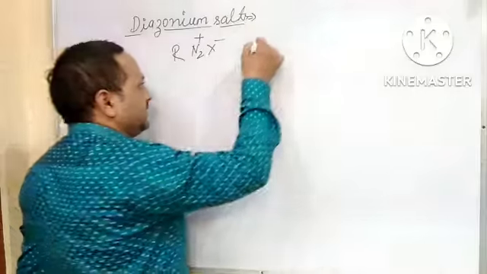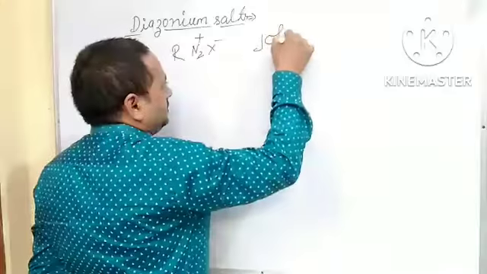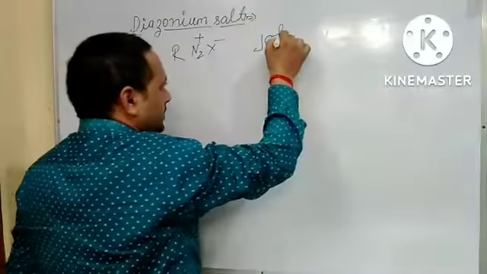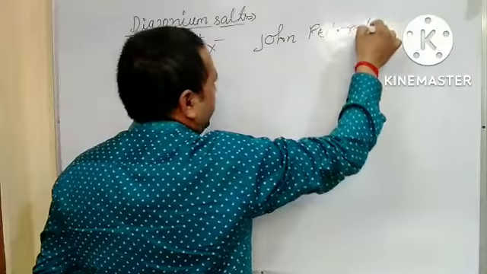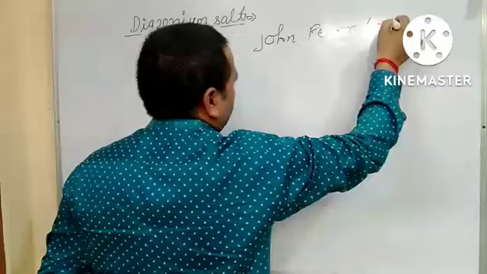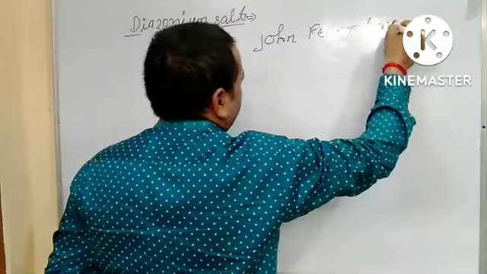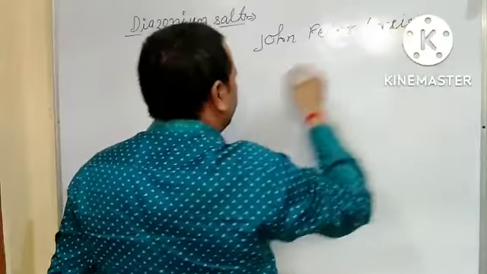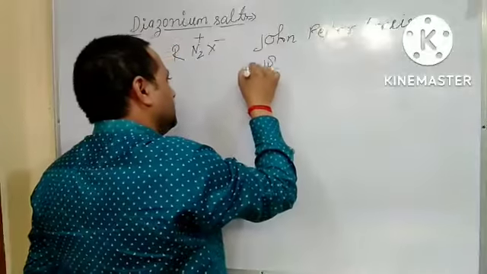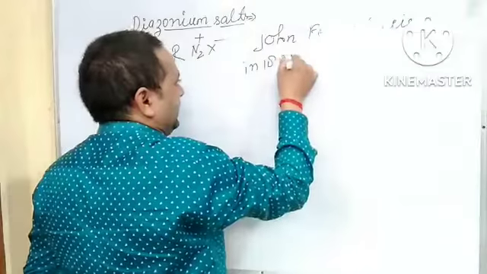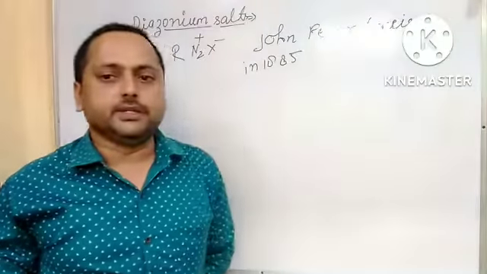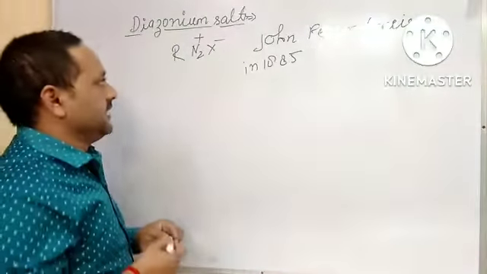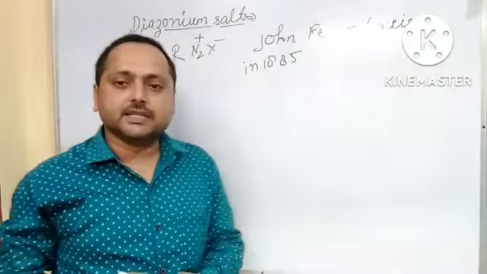It was discovered by John Peter Griess in 1885. कब डिस्कवर किया गया था? John Peter Griess द्वारा in 1885. It was discovered by John Peter Griess in 1885.